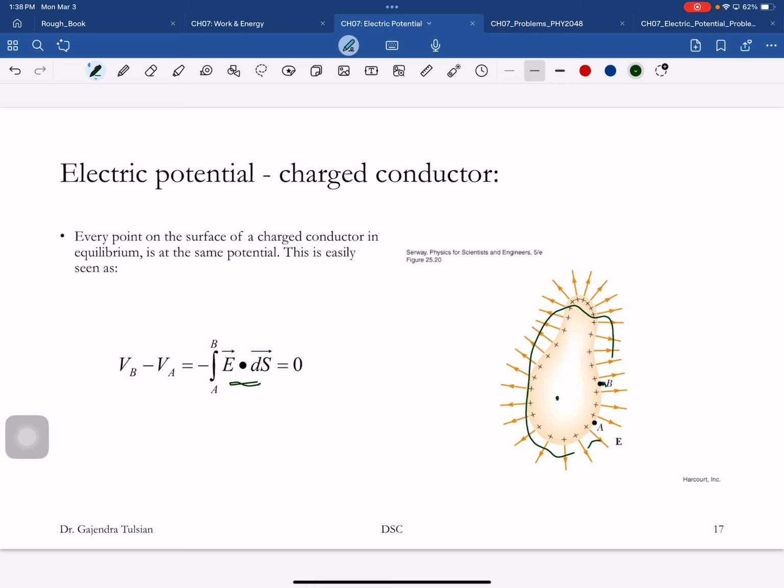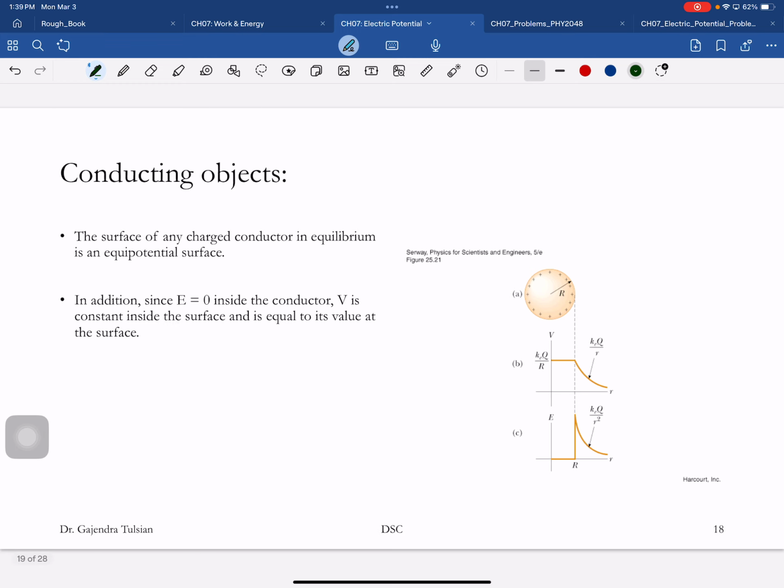Well, what about this point? Again, you do this line integral, and everywhere inside E is 0, so this would be 0. So if this is at 10 volts, this is at 10 volts. So a conductor is an equipotential volume. If this guy is at 10 volts, everywhere on that conductor it's 10 volts. So that's what it's showing you here. Everywhere inside the conductor, it's this.